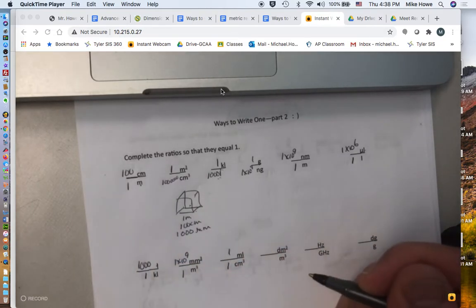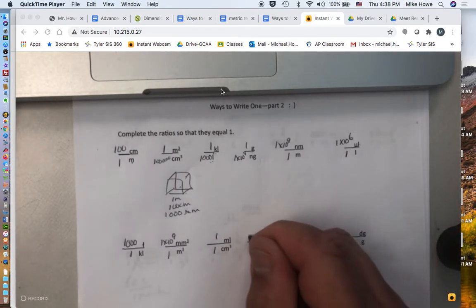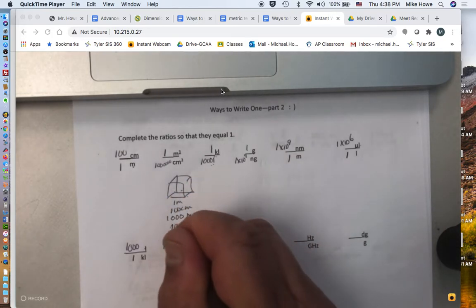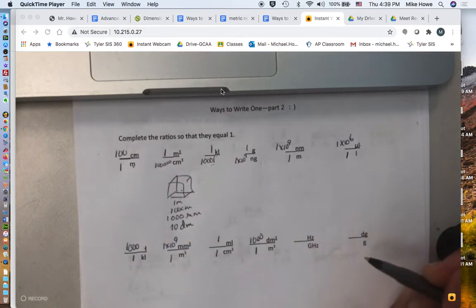You're supposed to remember that 1 milliliter is 1 cubic centimeter. One of these was 1,000 of those because of this. If 10 decimeters is 1 meter, then 10 times 10 times 10 is 1,000.